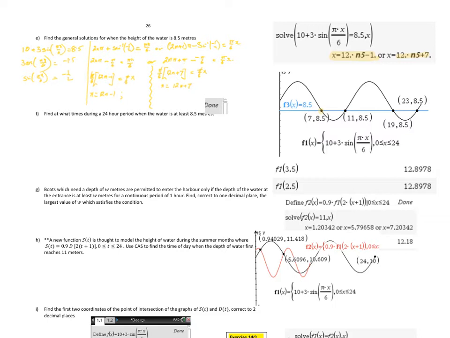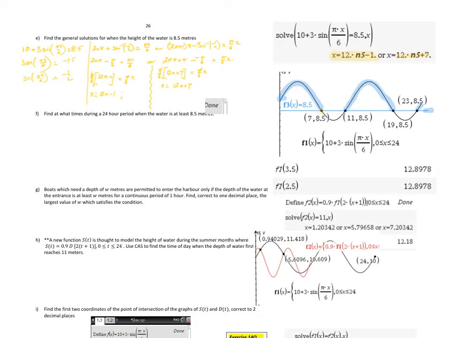All right. Now, let's interpret that. So you can see what we're looking for. Graphically, that blue line there is the line where y is equal to 8.5. So that's where the depth is 8.5 meters. And what I'm looking for is when the water is at least 8.5 meters deep. In that section there, in between those intercepts, my water is 8.5 meters deep.